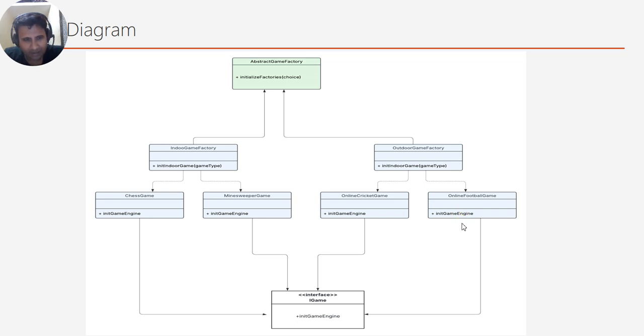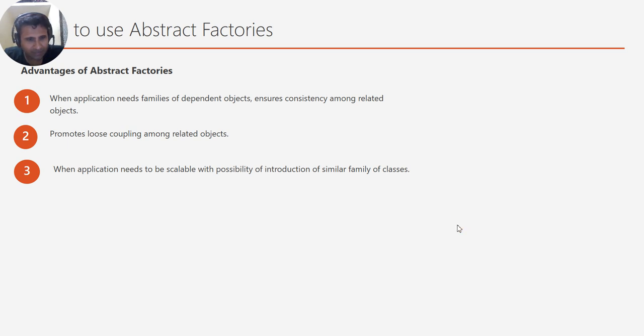As I explained, there are certain advantages of using abstract factory. It comes as a unification point where you can have more than one factory, and you can have a family of similar dependent objects. It also improves loose coupling among related objects, and it is useful especially when the ask is to make the application more scalable.